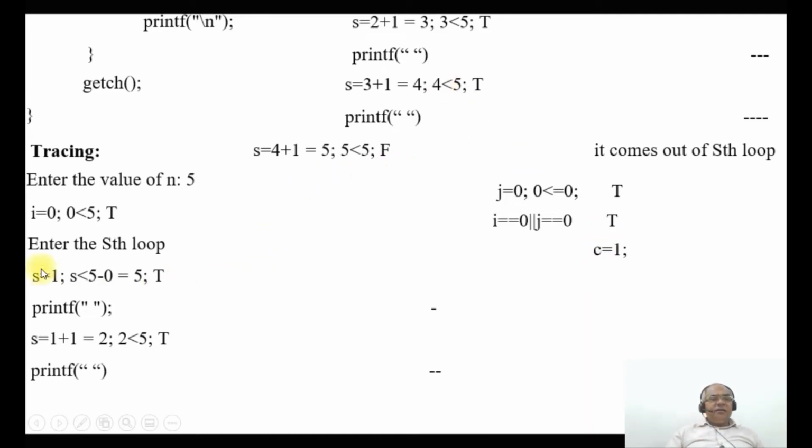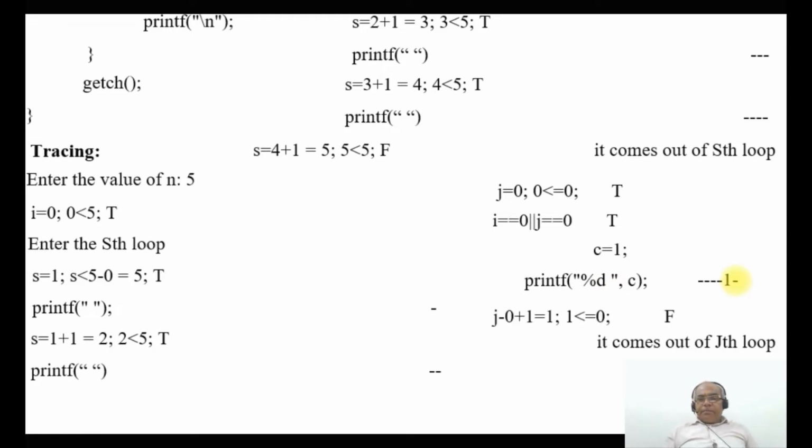Here you can see the value of I is 0, and the value of J is also 0. So either I should be 0 or J should be 0, but here both are 0, hence the condition is true. So therefore it prints the value of C, which is equal to 1. So after one space it prints the value of C is equal to 1. Since you have given one space, that space is considered here.